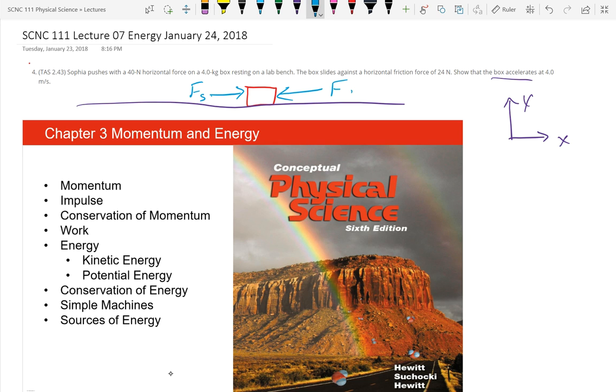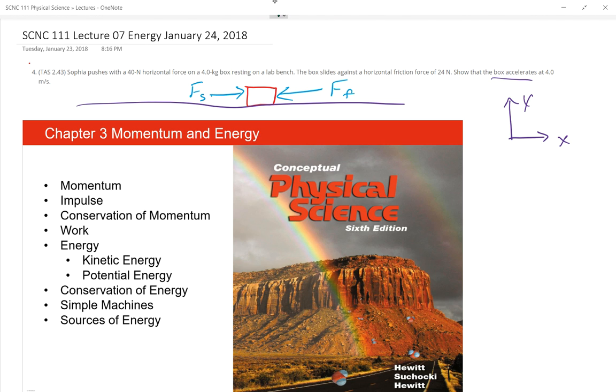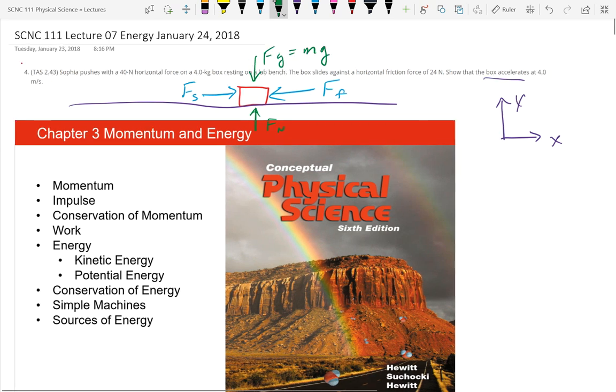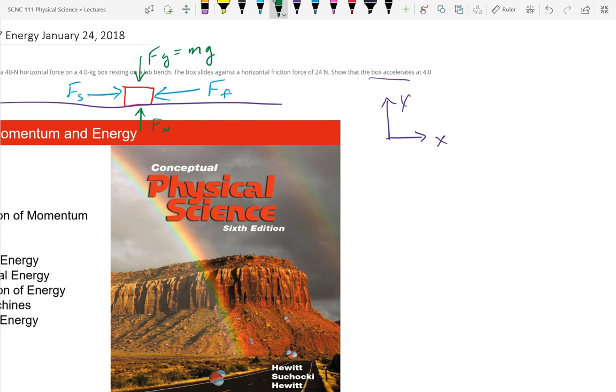I have the force of friction on the box. The other two forces that I don't care about are the force of gravity, which is mg, and the normal force, which, if I applied Newton's second law in the vertical direction, I could calculate. And so we just look in the horizontal direction and apply Newton's second law.